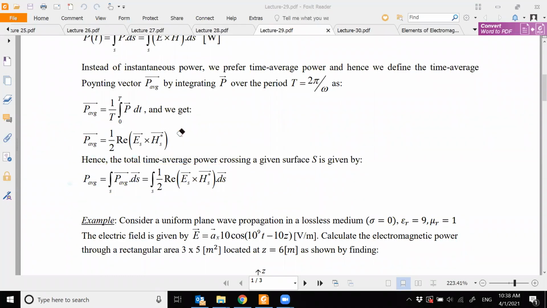This is a very easy way of understanding that since E and H are coupled and traveling in the same direction, the E unit is volts per meter and the H unit is amp per meter. So when we put them together, it is nothing but the power density.